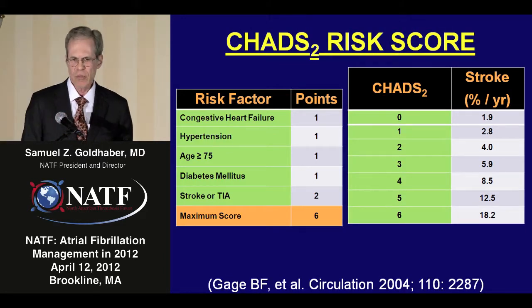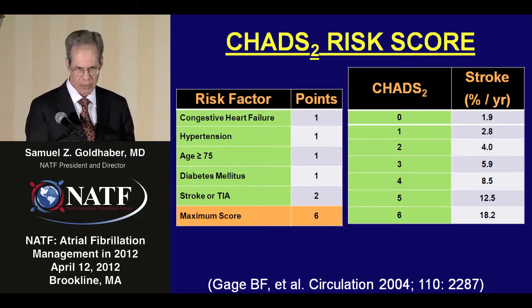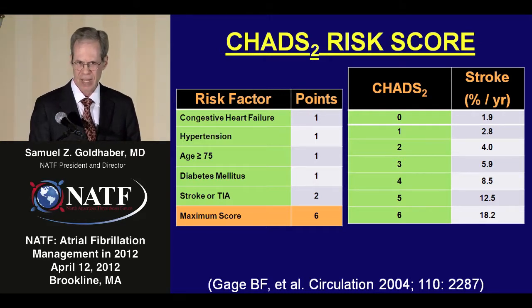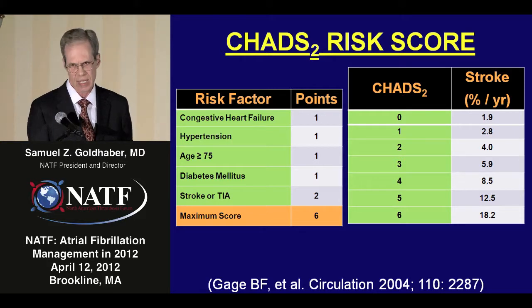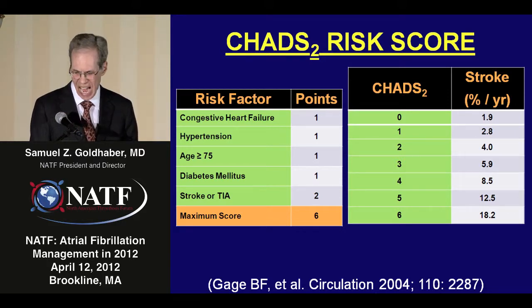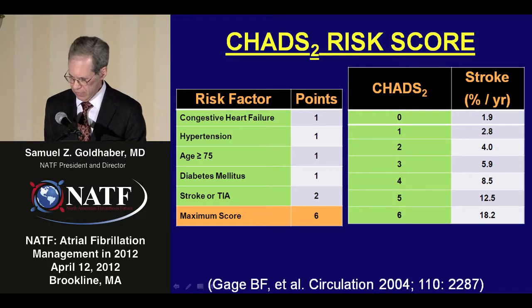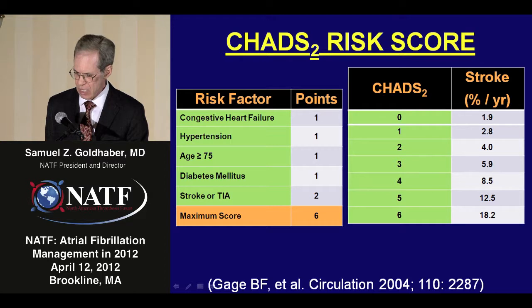Now, how do we assess the risk of developing a stroke in atrial fibrillation? There are new data on this, but first let me tell you the old way of doing it, which has been widely used the last 10 years or so. It's called the CHAD score. CHAD is an acronym for congestive heart failure, hypertension, age greater than 75 years, diabetes, and stroke.